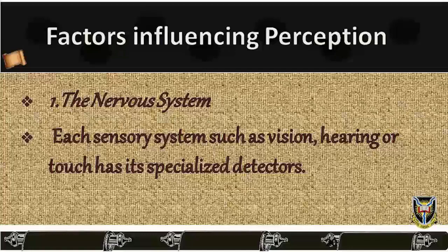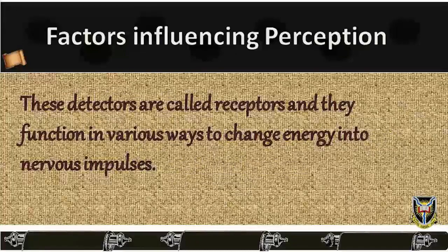1. The nervous system. Each sensory system, such as vision, hearing, or touch, has its specialized detectors. These detectors are called receptors, and they function in various ways to change energy into nervous impulses. For example, the human eye has 2 major kinds of receptors in the retina, that is, the light-sensitive part of the eye. These receptors are called rods and cones.